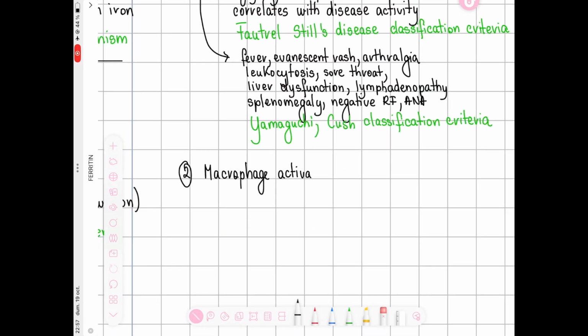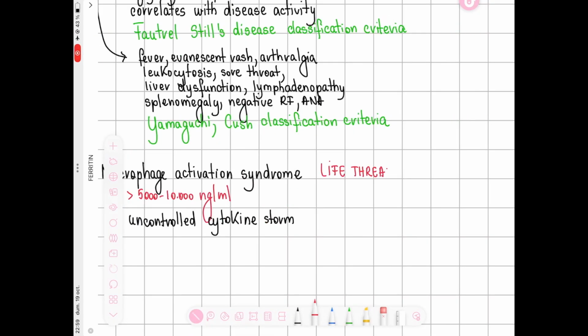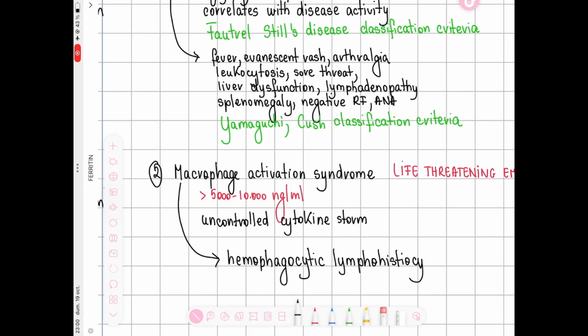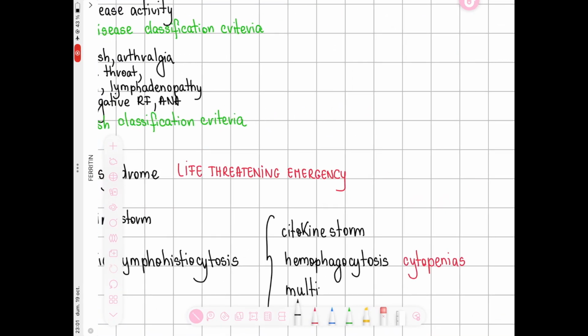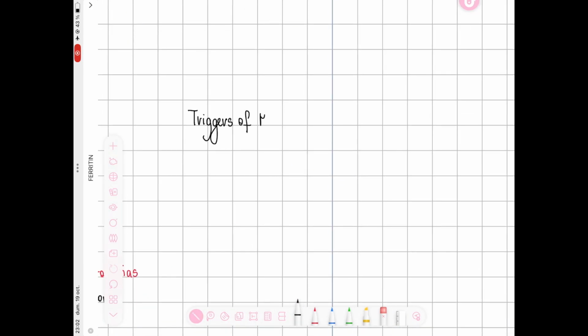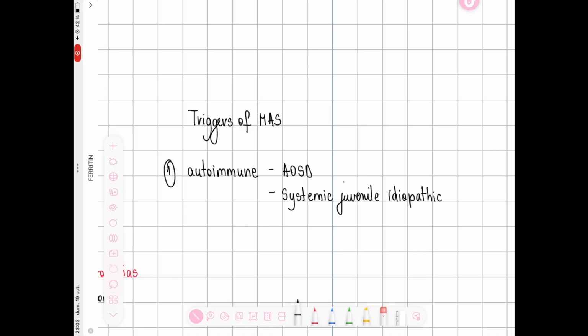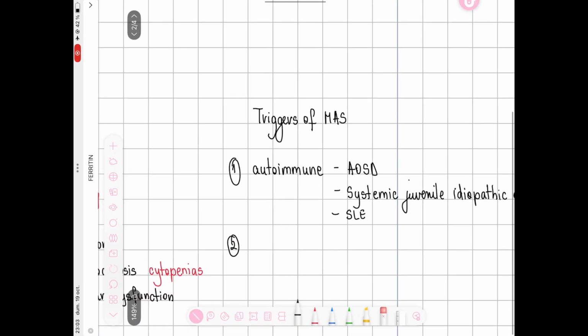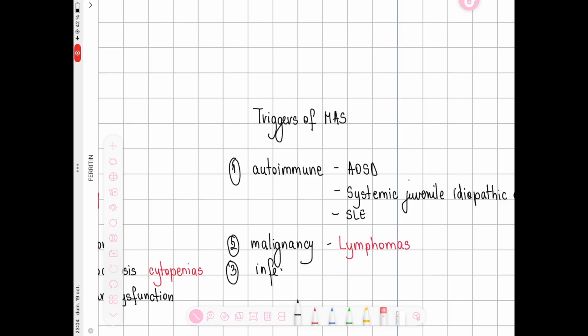The second hyperferritinemic syndrome is called macrophage activation syndrome and is a life-threatening condition caused by an uncontrolled cytokine storm resulting in hemophagocytosis with cytopenias, multi-organ dysfunction, and potentially death. Macrophage activation syndrome can be triggered by several conditions. Autoimmune diseases are the most frequent causes, particularly adult onset Still's disease, systemic juvenile idiopathic arthritis, and lupus. Other triggers include malignancies, such as lymphomas, infections, mainly viral, and certain medications. Notably, SARS-CoV-2 infection has also been reported to precipitate MAS.